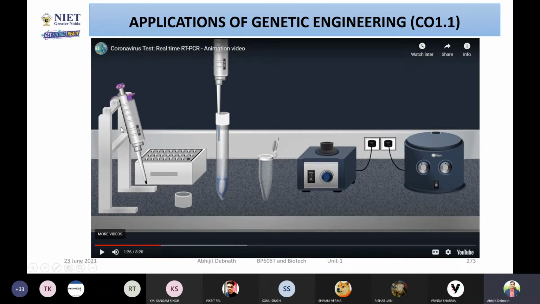using the sample collected from the nasopharynx or oropharynx, that sample was kept here. Then from this particular pipette, this is a micropipette. This is called a micropipette. By using that micropipette, the samples are collected and placed here.